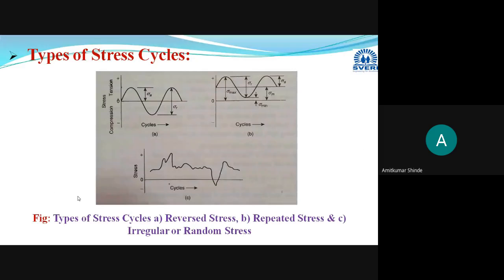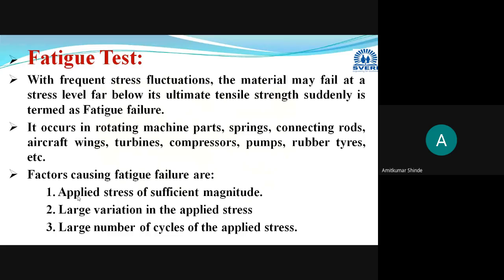Different stress cycles will be there. In short, you have to understand that here variation in the stress is there. Variation is nothing but what they have termed here the fluctuation. With continuous or frequent fluctuation in the stresses, the material will fail below its ultimate or tensile strength value. Below that stress value, it will fail. This failure is termed as the fatigue failure.